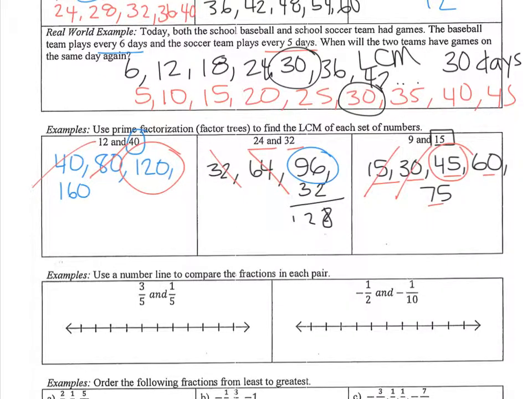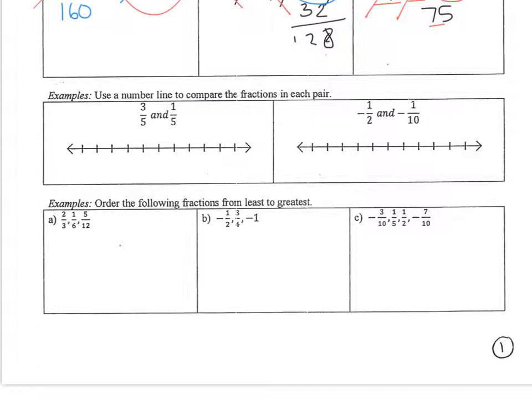And then down here, use a number line to compare the fractions. When you compare fractions, you want to have the same denominators. These two are the same denominator. So if I have 0 on the number line, 1/5 would be right here, 2/5, 3/5 would be right here. So 1/5 is on the left, so 1/5 is less than 3/5. That's how I compare them.